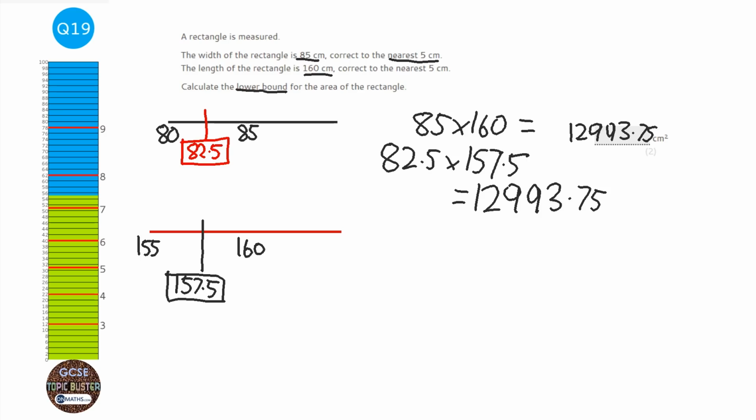Now be careful, with areas we're timesing them, so we want them both to be small, but if you were to divide them, sometimes you actually want the upper bound of one of the values, but for area you want them both to be as small as possible to give us the lower bound for the area.